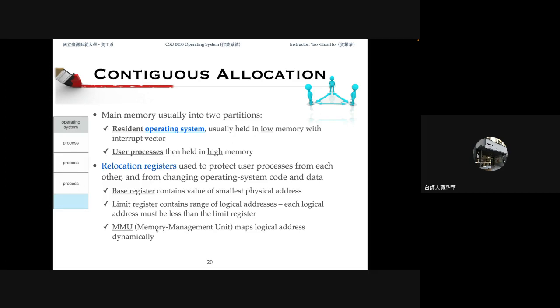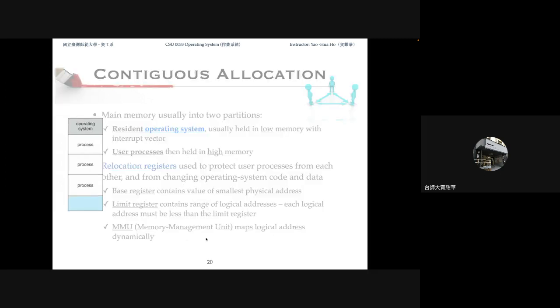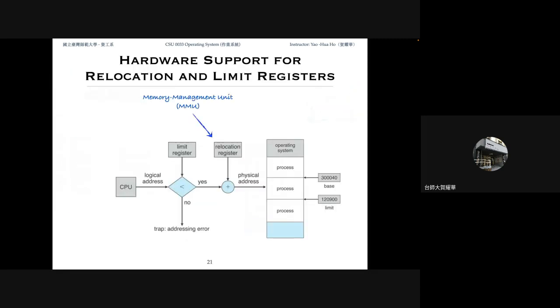So we say that the MMU is the one that sits in between, mapping the logical address to the physical address space dynamically. So when the CPU tries to access a logical address, the MMU checks the base and limit registers and the relocation register, which is able to access the actual physical address space. That's the example we've been given, right? So this is handled by the MMU.